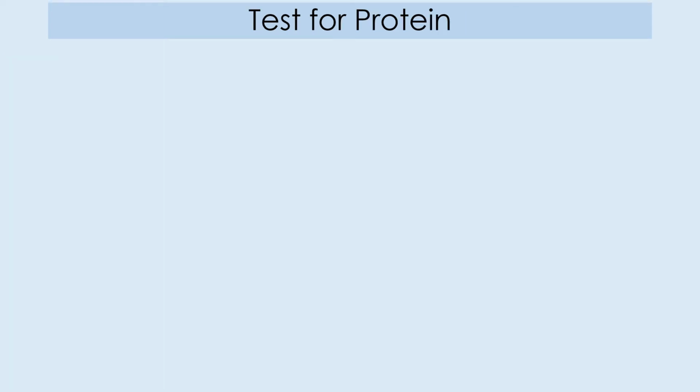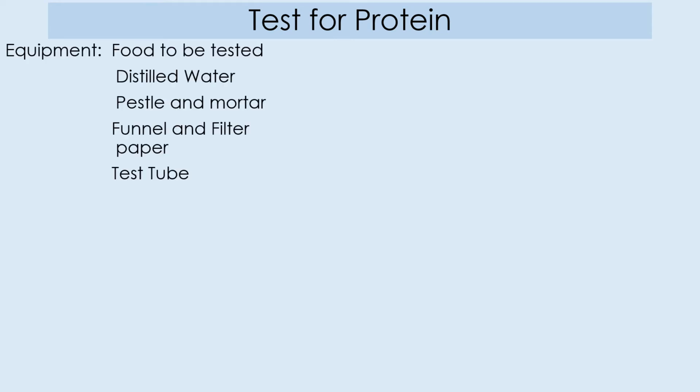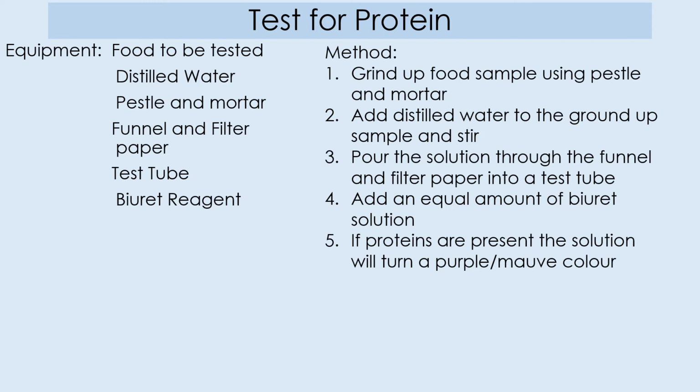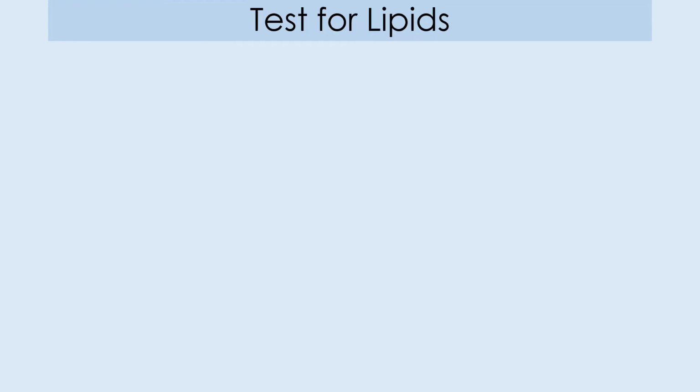Next up, looking at protein. So testing for proteins, again all the same equipment, apart from this time we use biuret reagent. The method is exactly the same as the first ones. We don't need to heat it this time. We add the biuret solution to it, and if protein is present, it goes from a blue colour to a purpley mauve colour. Methods all very similar so far. Just need to remember what test we use and what colour it changes.